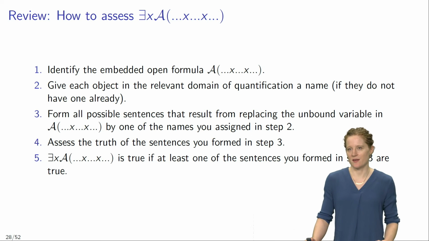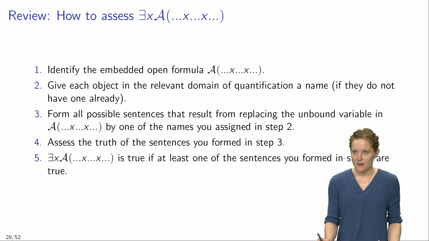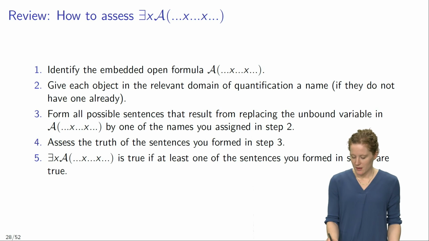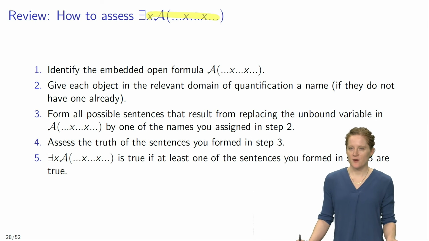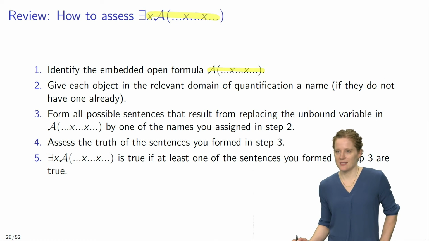Here's how the substitution method goes when it comes to assessing existentially quantified sentences. Suppose you want to assess the sentence, there is an x such that Ax, where the formula A binds one or more occurrences of the variable x. In the first step, you need to identify the relevant embedded open formula. In this case, that's A. In the second step, you need to give each object in your domain of quantification a name, if they do not already have a name, according to the interpretation that you are using.